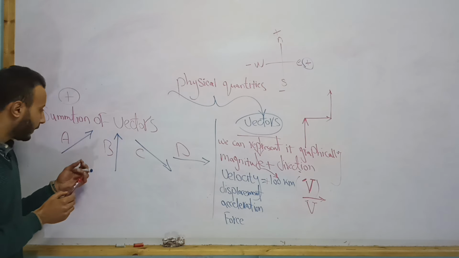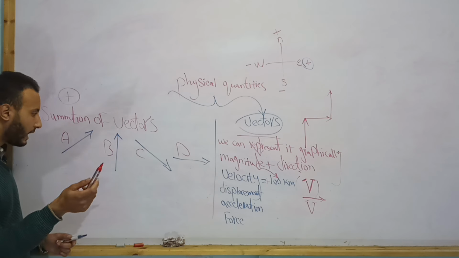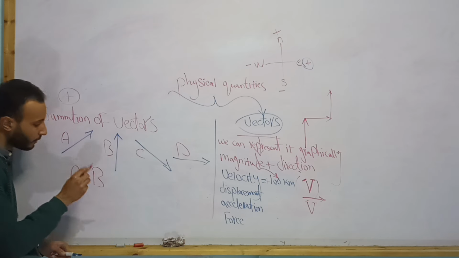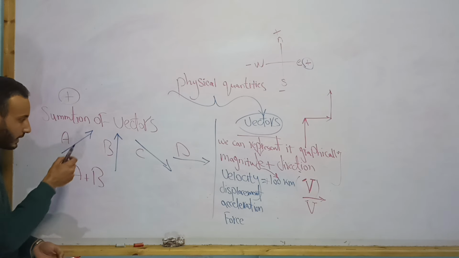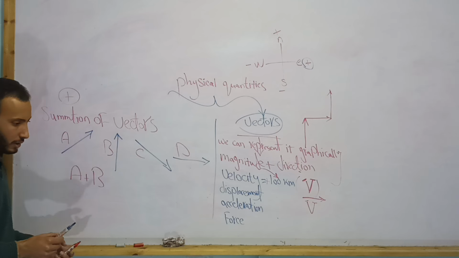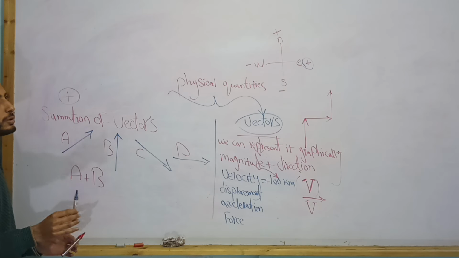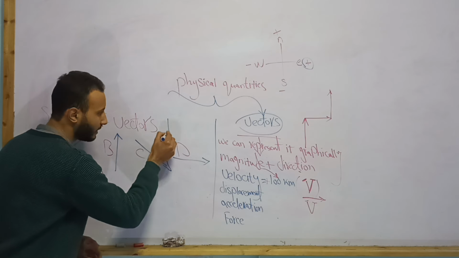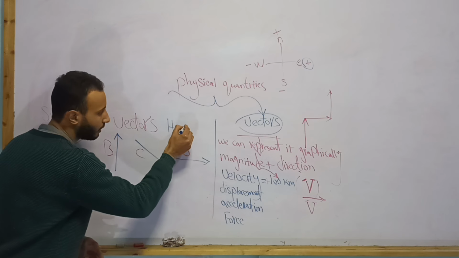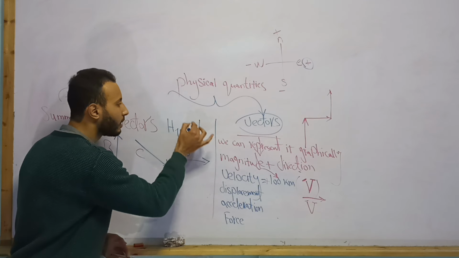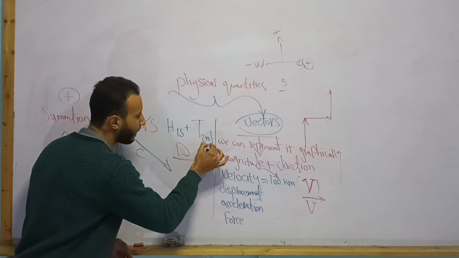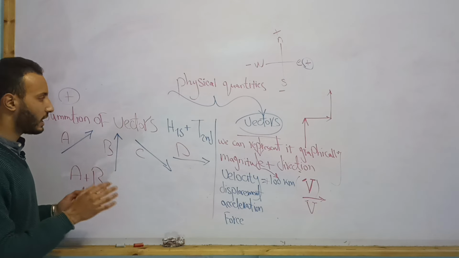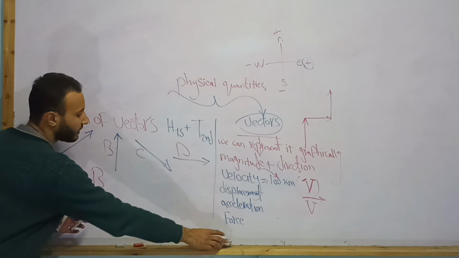So for the first one, vector A and vector B, for example, if he asks about the summation of A plus B, what we can do, I'm going to say A is this one. You have to know the rule before doing anything. To make a summation, you take the head of the first vector with the tail of the second vector. Okay? This is the first step, and then you have to get the resultant. Okay, let's start with this step.